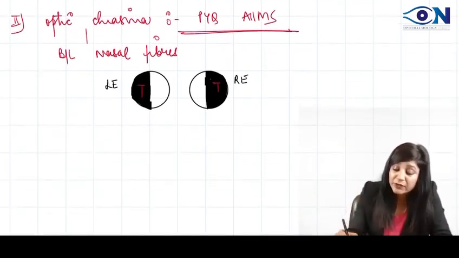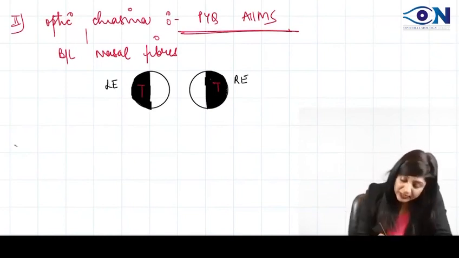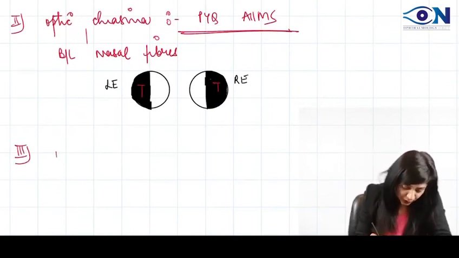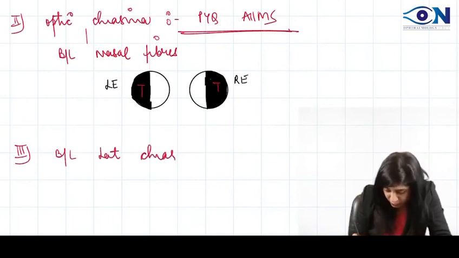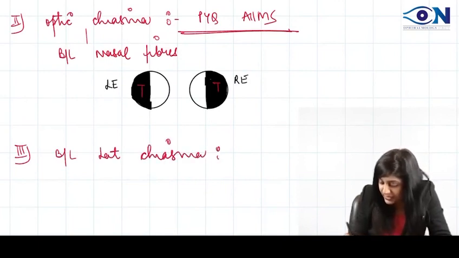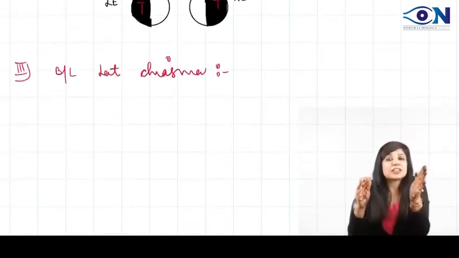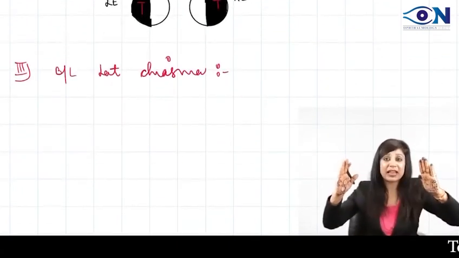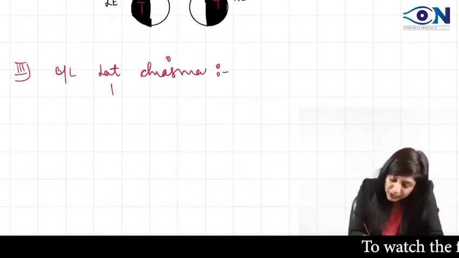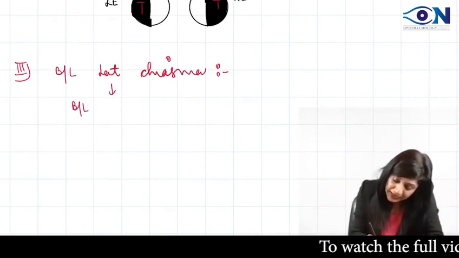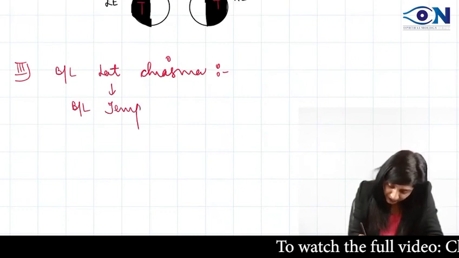Very very important. Now if we do the opposite, that is, if I am having the lesion of the bilateral lateral chiasma, so which fibers are getting affected? If I am having the lesion of bilateral lateral chiasma, meaning lateral to the optic chiasma, what is going to be affected is the bilateral temporal fibers.